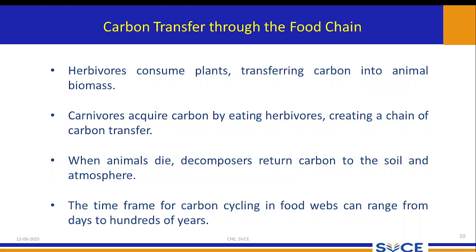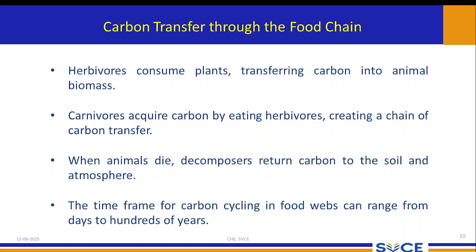Now, herbivores. Carbon transfer through the food chain. Herbivores consume plants, transferring carbon into animal biomass. Let's say you have herbivores. Herbivores eat only plants, so they transfer the carbon present in the plants into animal biomass. Okay. So carnivores acquire carbon by eating herbivores. So that's how the transformation takes place.